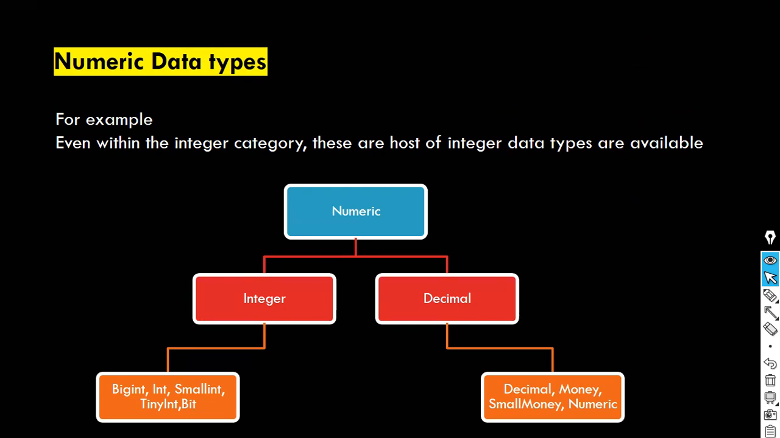Integer is a whole number. But in SQL Server, within the integer data type itself, you have so many data types: bigint, smallint, tinyint, bit, and more. Similarly, for decimal, you have decimal, money, smallmoney, and numeric data types available. So depending on the requirement, you can choose the appropriate data type to store the data in an optimal way.